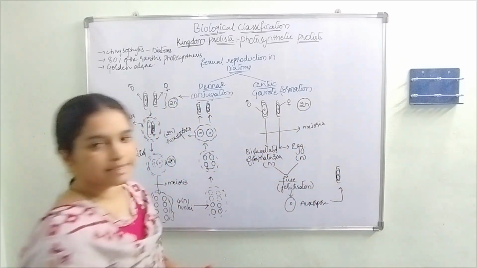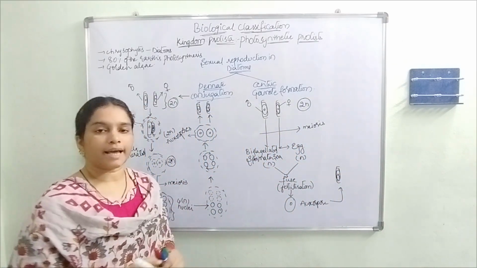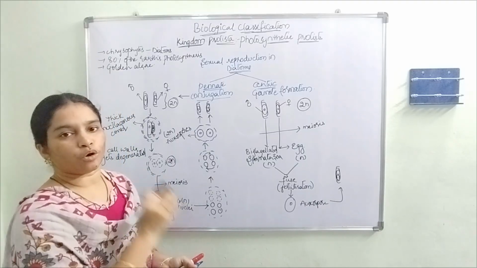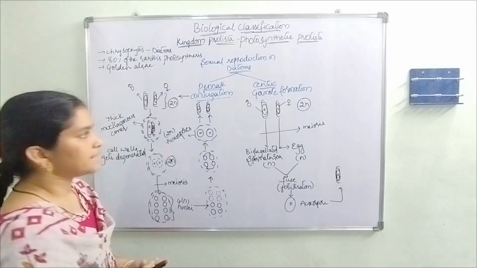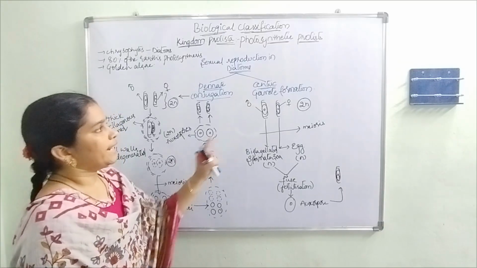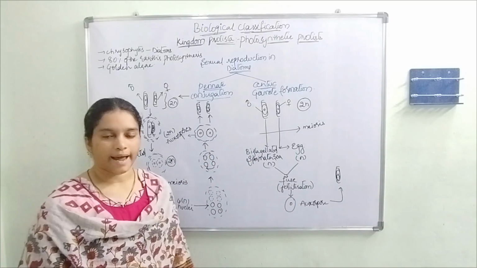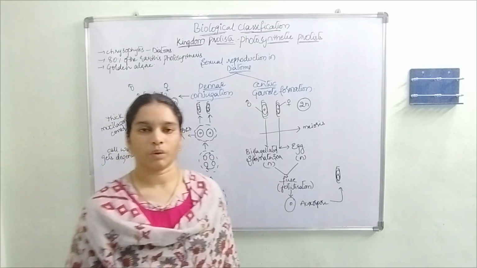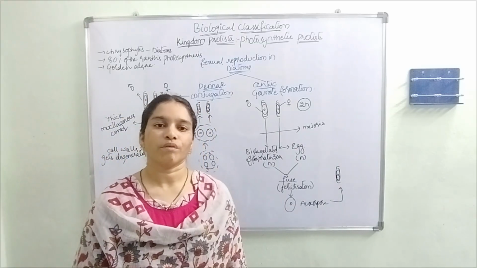So in both the cases, there are normal sized diatoms at the end of the processes. This is the sexual reproduction which occurs in the pennate and centric type of diatoms. In the next class, we will discuss the dinoflagellates.